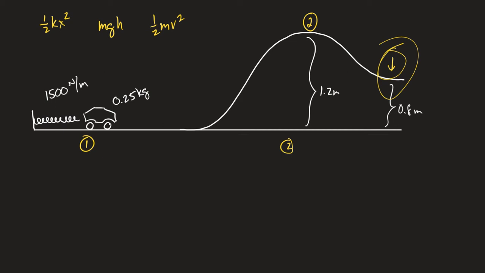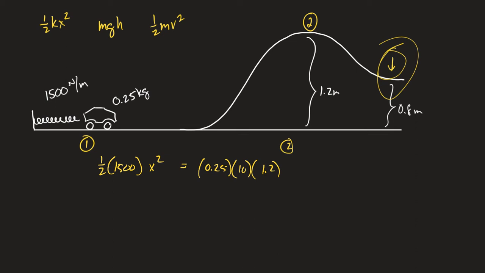State 1 will have no kinetic energy. It's the spring that causes it to move. So we'll just have 1/2 kx squared. And then to just make it to the top, all the energy is going to be in the form of potential, 0.25 times 10 times 1.2. Now you'll notice when we have elastic potential energy that the mass doesn't cancel out any longer, because the amount of energy stored in the spring doesn't have anything to do with the mass of the car.